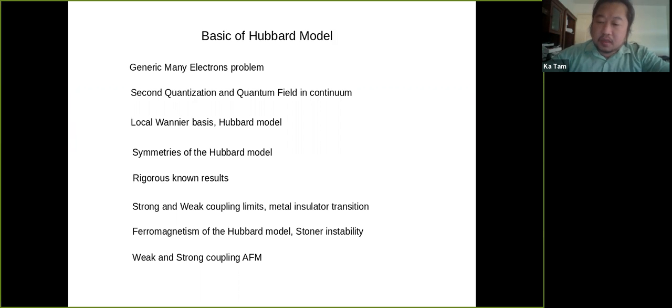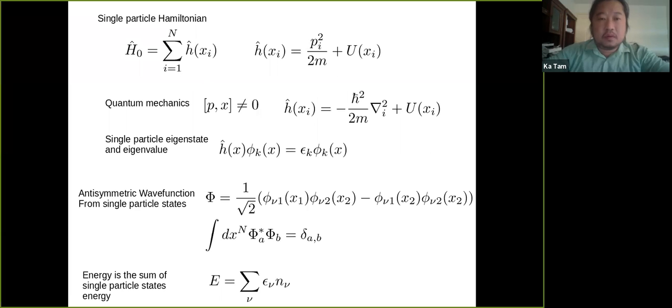Okay, let's talk about a generic many electron problem. So what we're going to start with is a single particle problem. We have a Hamiltonian composed of n particles. Each particle has its own Hamiltonian because they are single particles. They are not interacting. So the Hamiltonian for each particle is separable from the others. And the Hamiltonian is just the standard kinetic energy, which is given by p squared over 2m, plus the potential energy U.